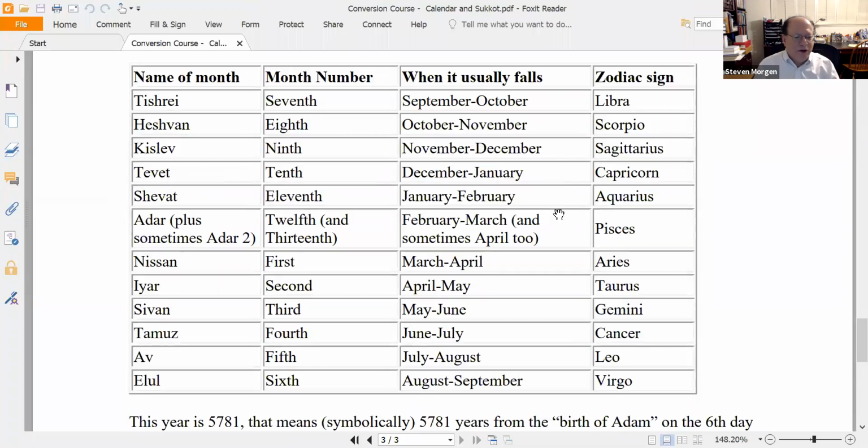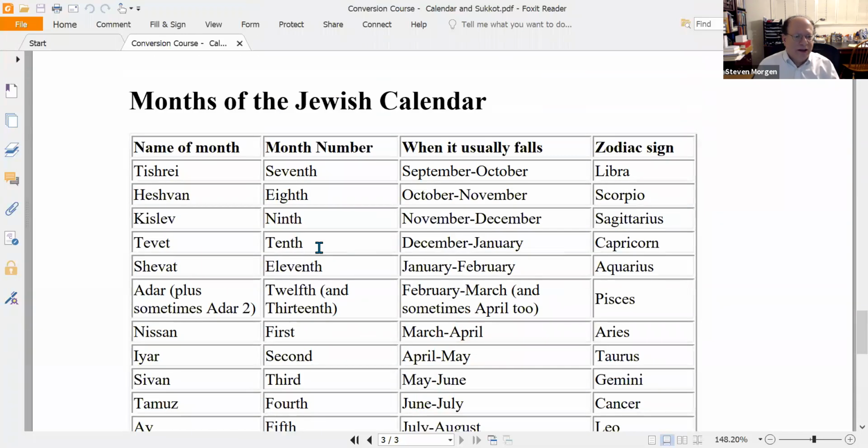Now you will notice something really weird here, and that is we just started the month of Tishrei. Rosh Hashanah, the new year, starts in the month of Tishrei, and yet it is, whoops, number 7, 7th month. Why isn't it the first month? Yeah, so, well, that's an interesting problem.